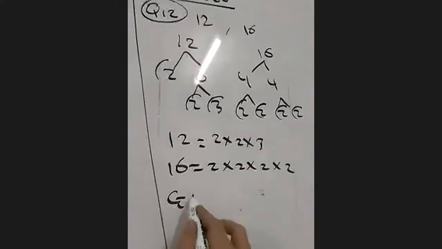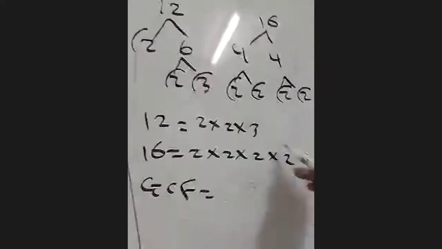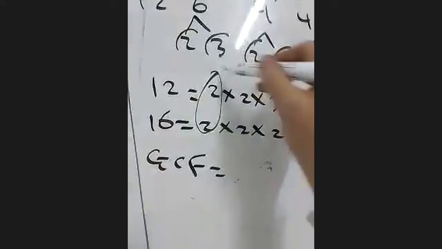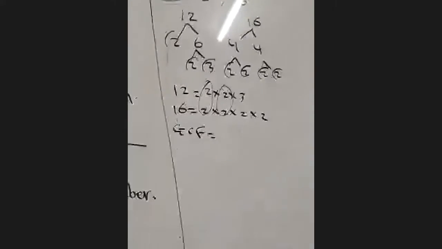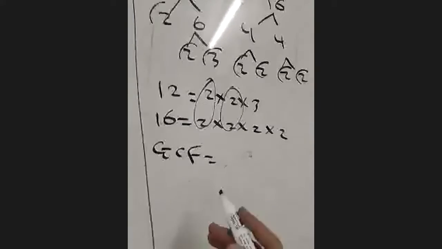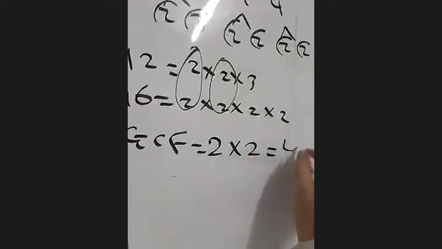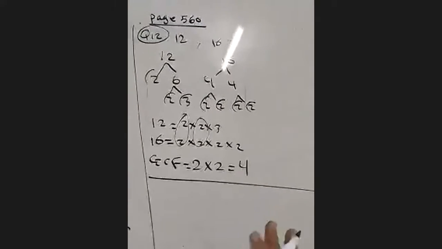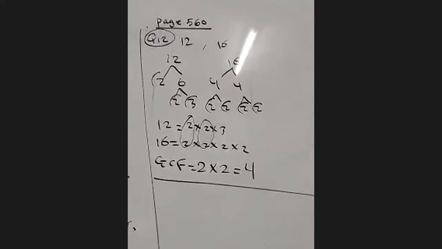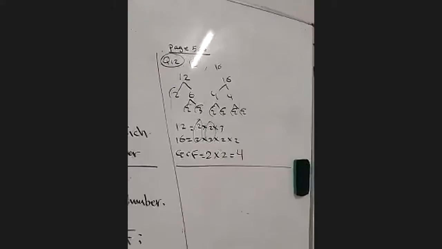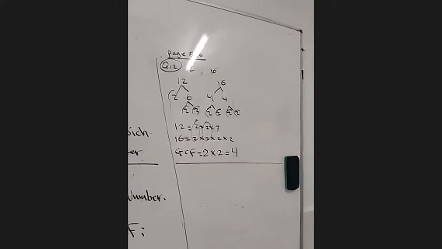And the GCF will be, what are the common? The twos. The twos are common here and here, right? So what's the GCF? 2 times 2, which is 4. So the most number of bags we can make is 4. This is question 12, page 560, guys. Problem solving.